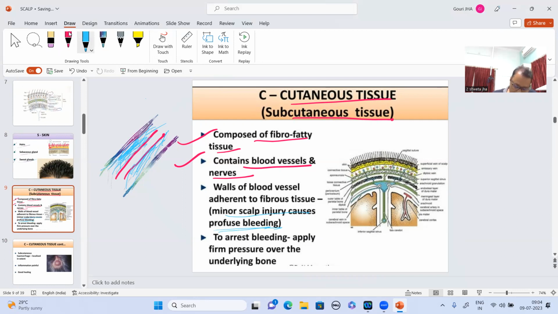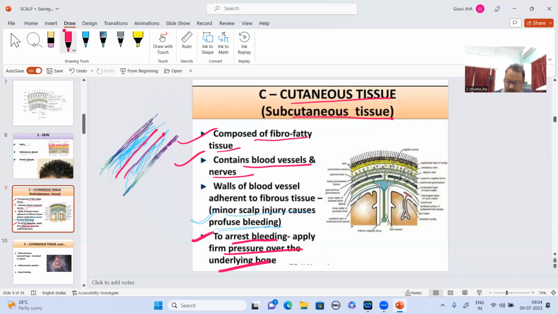So even a minor scalp injury will cause profuse bleeding, and the person always comes with a towel on his head to stop the bleeding. To arrest the bleeding, we always apply firm pressure over the underlying bone so that the bleeding could be stopped.